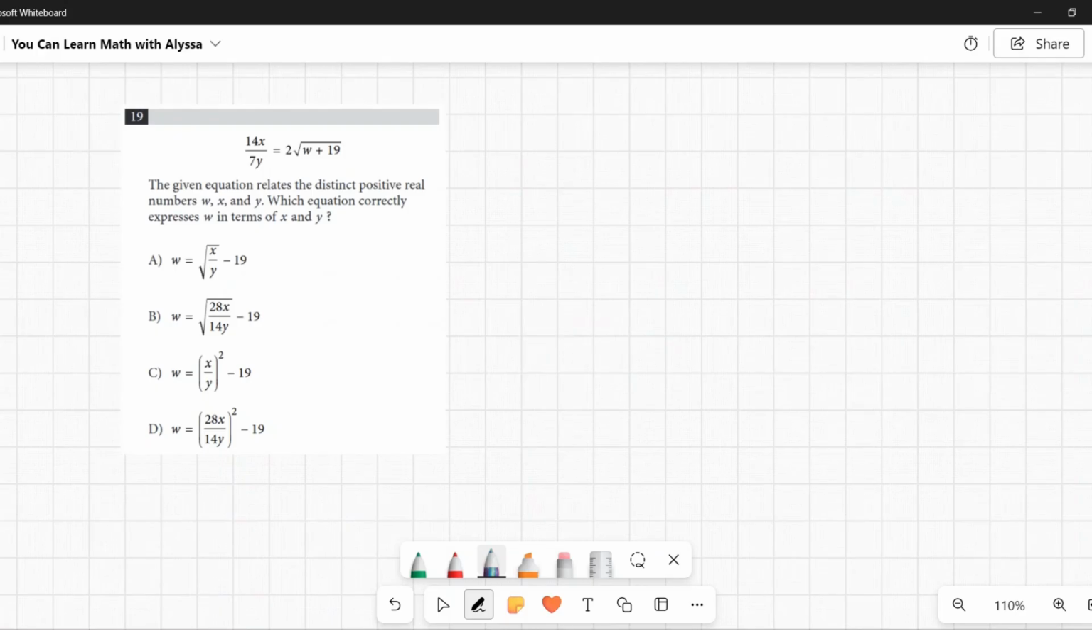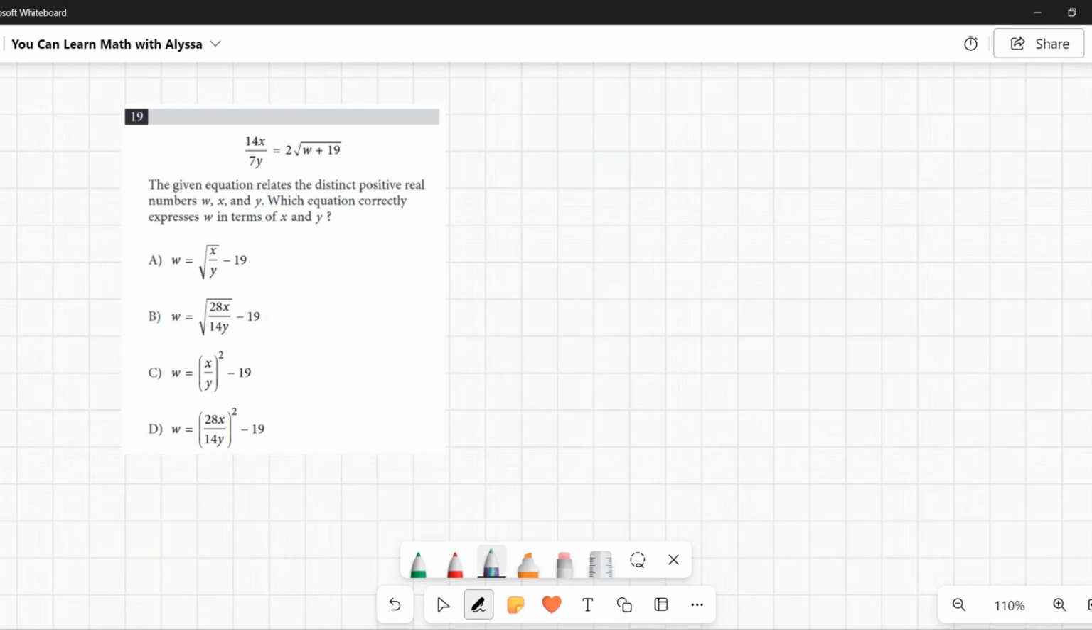Number 19. The given equation relates the distinct positive real numbers w, x, and y. Which equation correctly expresses w in terms of x and y? Anytime you have this, it could also be said as solve for w. In this case, they're being a little nice and saying expresses w.